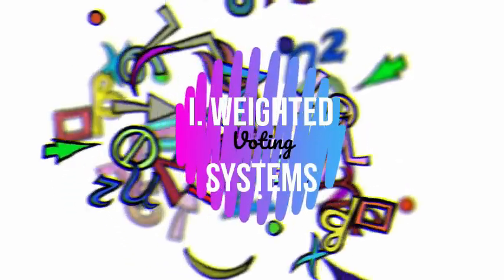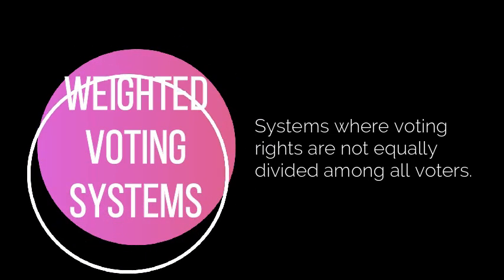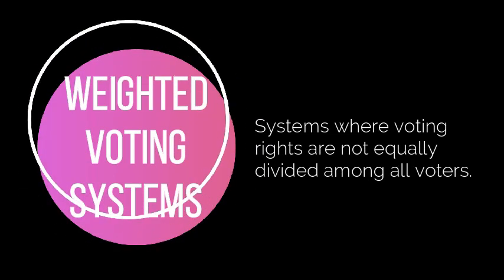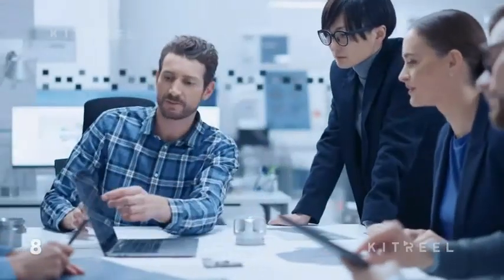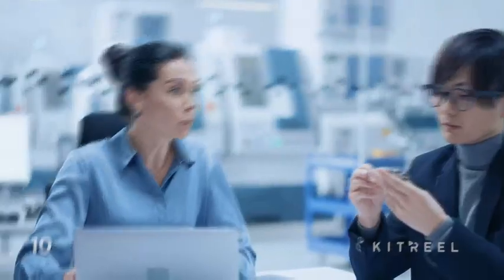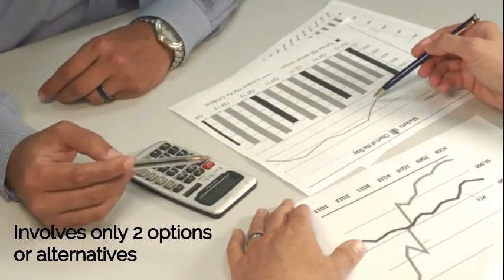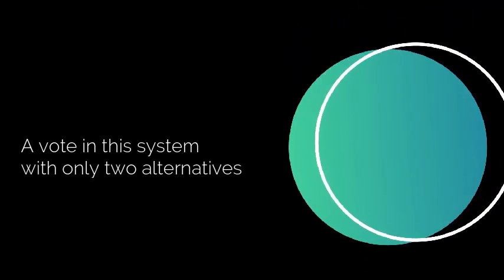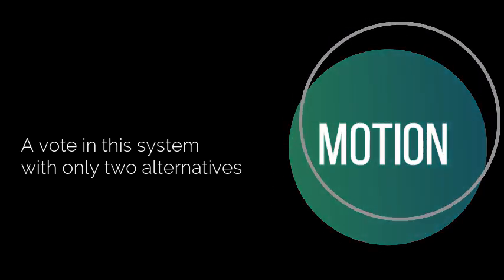What are weighted voting systems? Weighted voting systems are systems where voting rights are not equally divided among all voters. An example of this occurs in corporations where each shareholder has as many votes as the number of shares owned. Here, we assume that each situation involves only two options or alternatives. A vote in this system with only two alternatives, such as a yes or no vote, is called a motion.